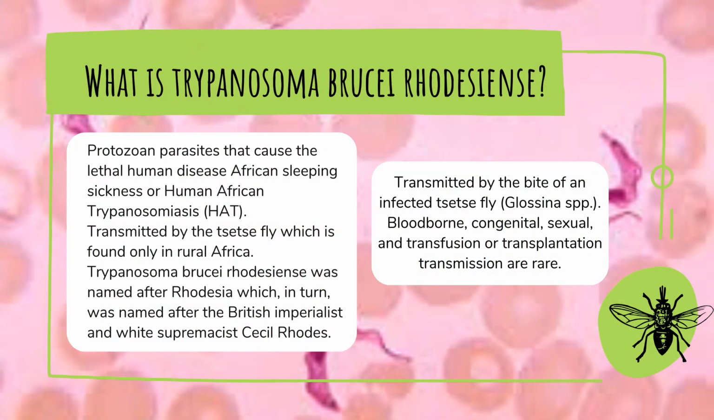What is Trypanosoma brucei rhodesiense? Trypanosoma brucei rhodesiense is a protozoan parasite that causes the lethal human disease African sleeping sickness, or human African trypanosomiasis. And just a brief background about this disease. Human African trypanosomiasis threatens 65 million people and animals and makes large areas of farmland unusable.